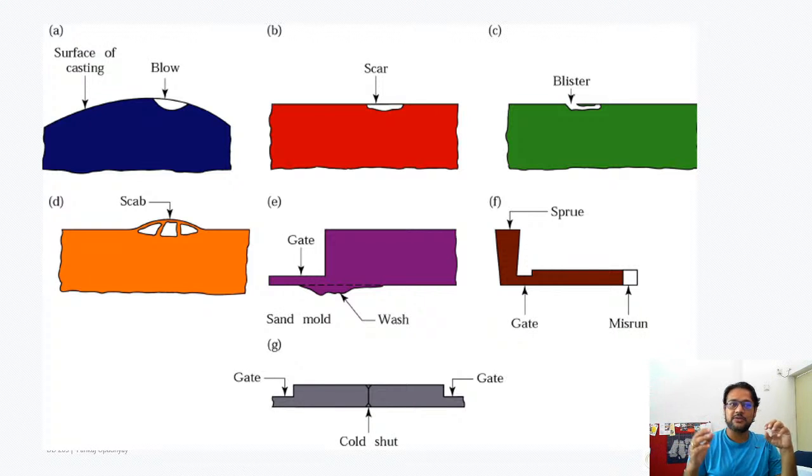So when it cools down, sometimes the front of the molten material which is flowing cools down before it reaches the end. You'll get this kind of casting defect where the material is not fully filled into the cavity, because the flow front has cooled down before it reached the end, and this is called a misrun.